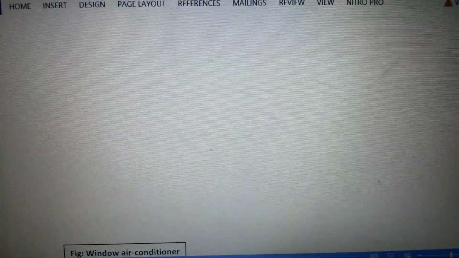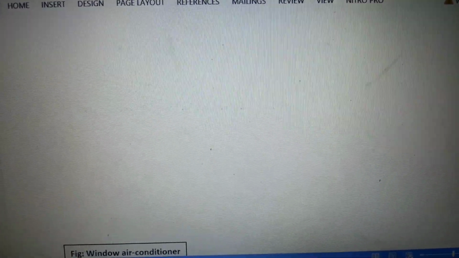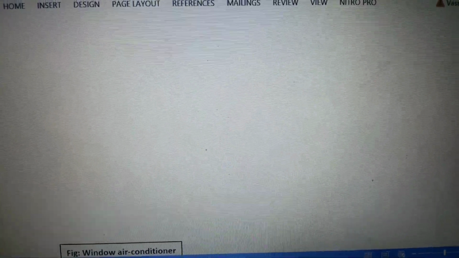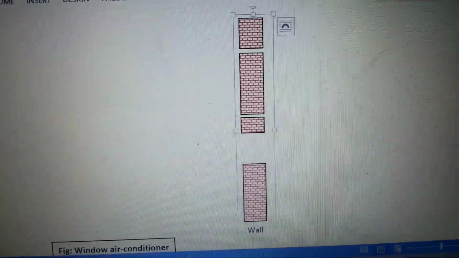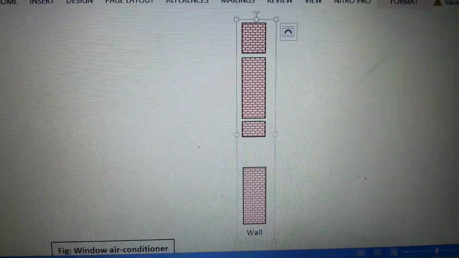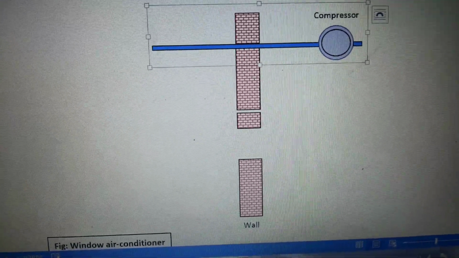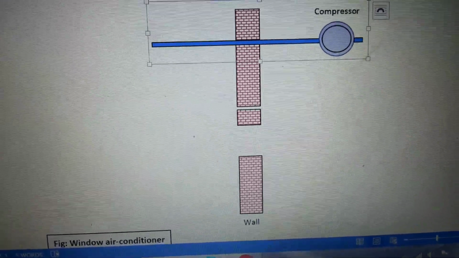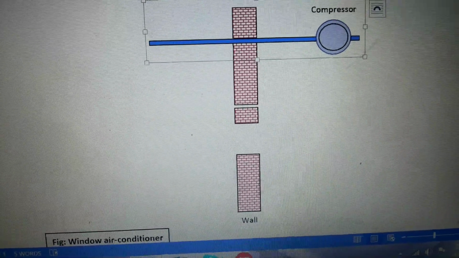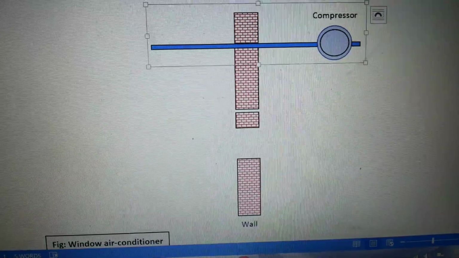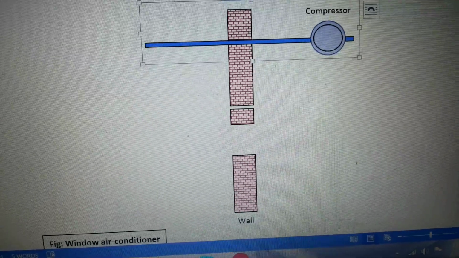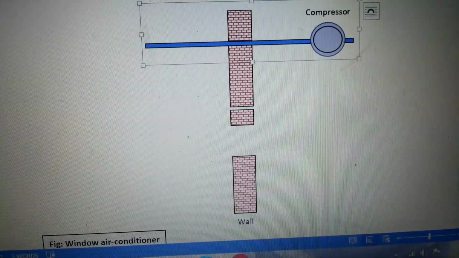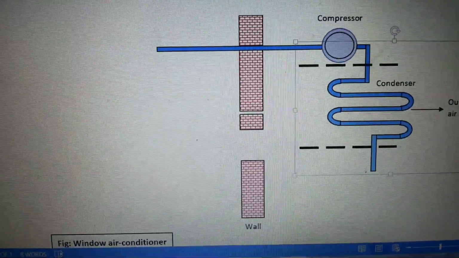Regarding the working cycle, it is a vapor compression cycle. This is the window on which the window air conditioner needs to be mounted, and this is the compressor. The refrigerant, which is in vapor form, comes out of the compressor at high pressure and high temperature, and it goes to the condenser.